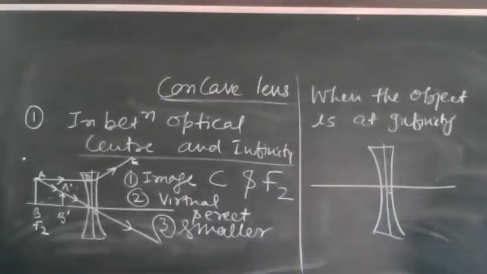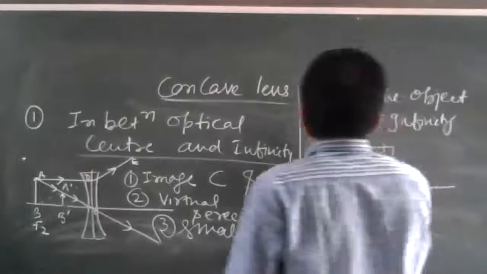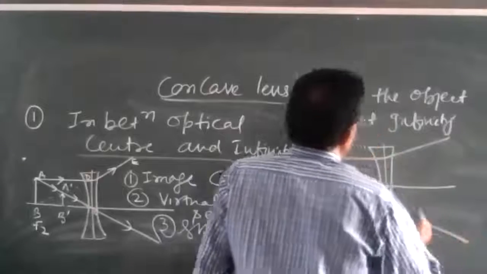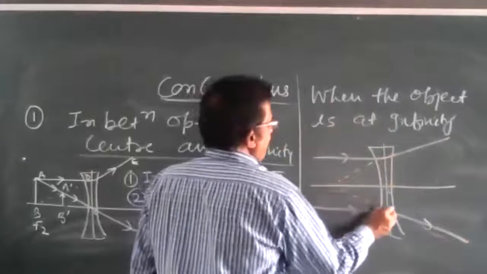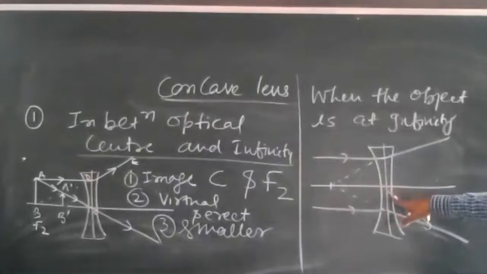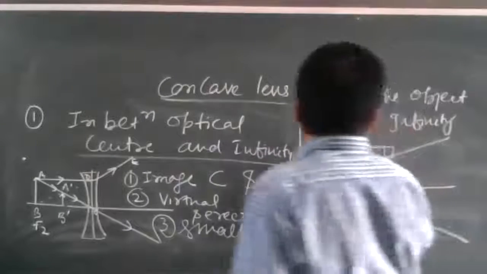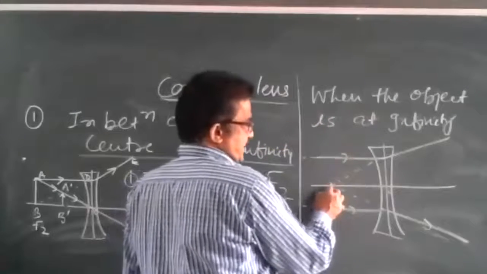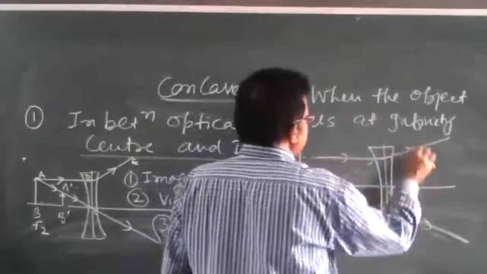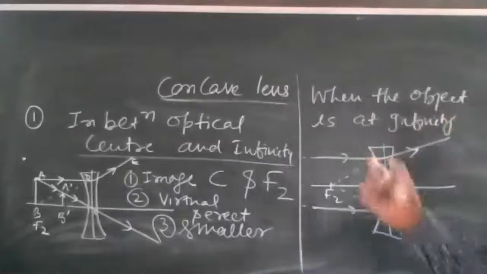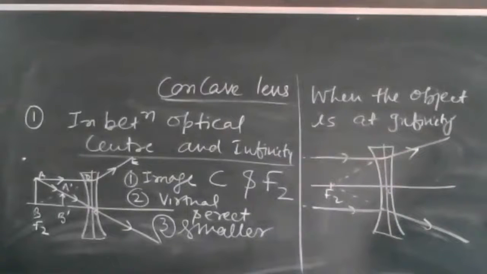Now, a ray parallel to the principal axis after refraction goes like this. When both the rays are traced back, they appear to come from here. What we are observing here, when the object is at infinity, rays are coming parallel to the principal axis. After refraction they go along this. But जैसे हमने इसको पीछे की ओर मिलाया, it will appear to meet at focus. When the object is at infinity, image is formed at focus.